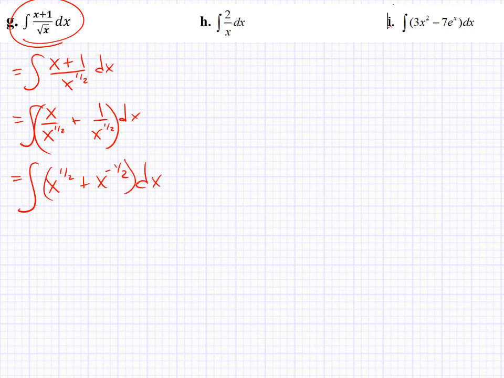And now what you have are two things added together, so I can integrate each one of these separately, and they're both power rule problems. So what do I end up with? I end up with x to the 3/2 divided by 3/2, which means multiplied by 2/3, plus x to the 1/2 divided by 1/2, which means multiplied by 2, plus c. There's my answer.